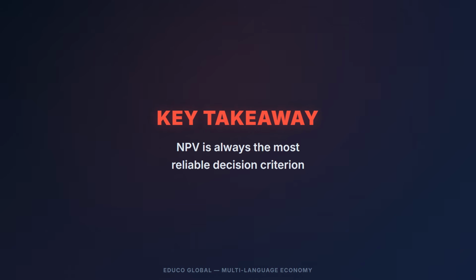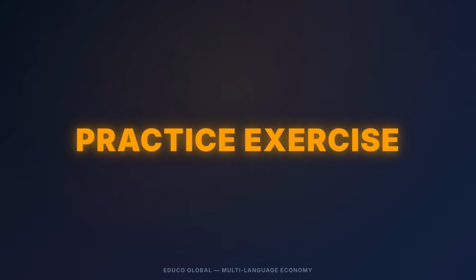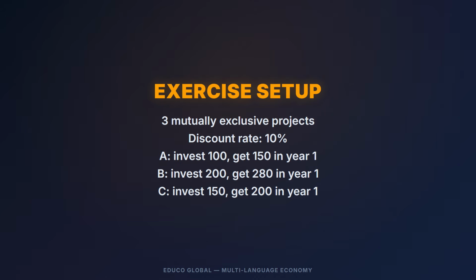Now let's practice with a real exercise. You have three mutually exclusive projects at a 10% discount rate. Project A: invest 100, receive 150 in year 1. Project B: invest 200, receive 280. Project C: invest 150, receive 200.